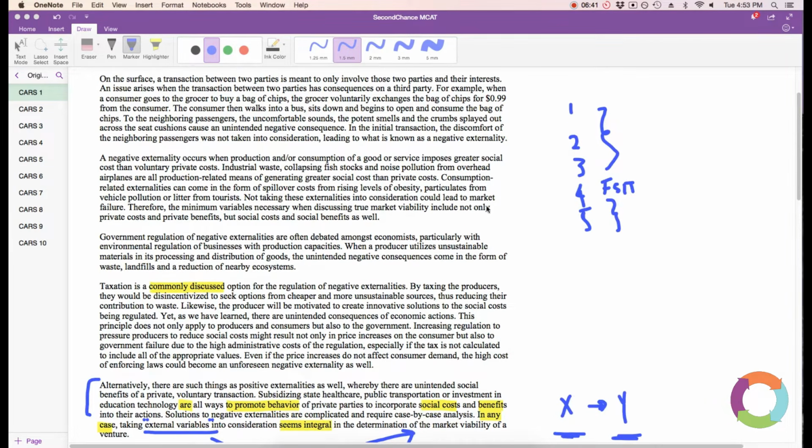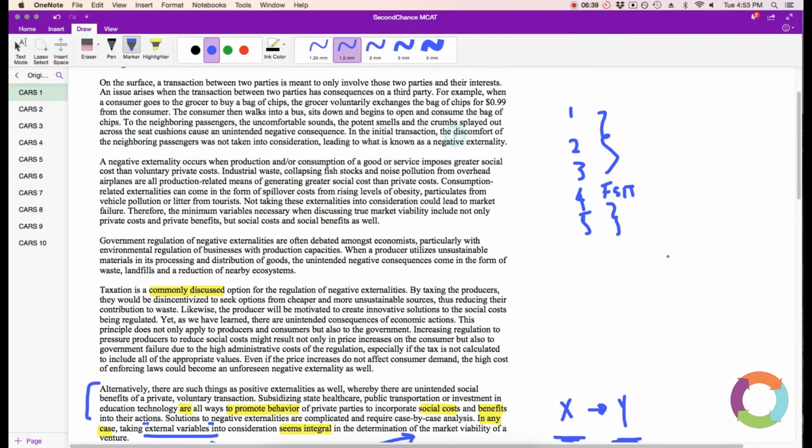So let's go ahead and try and read from top to bottom and see if we can validate what we just predicted. On the surface, a transaction between two parties is meant to only involve those two parties and their interests. Okay, that's definitely not what the author thinks is a good thing.